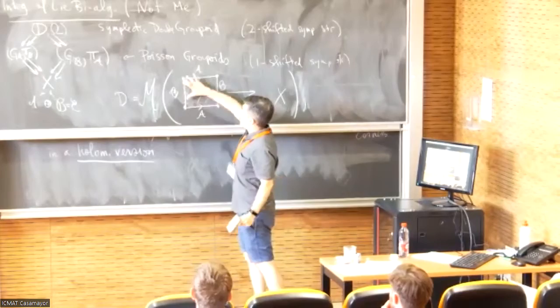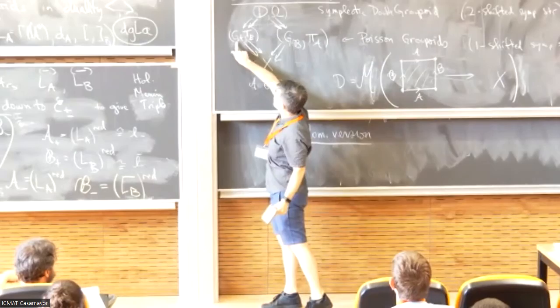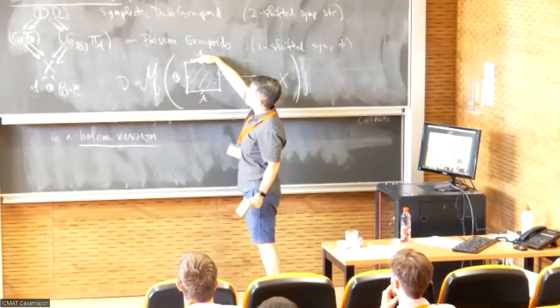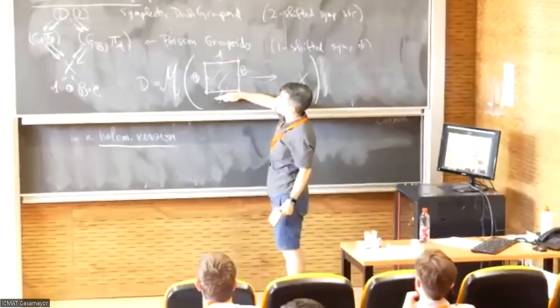And so you can see, for example, the map from here to here, there's two maps, source and target, which gives you two A paths. So given one of these squares, I can restrict to the boundary and I get the source A path and the target A path. Or I could map it the other way and look at the source B path and the target B path, okay?